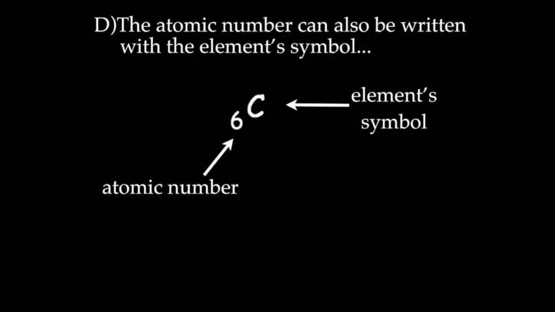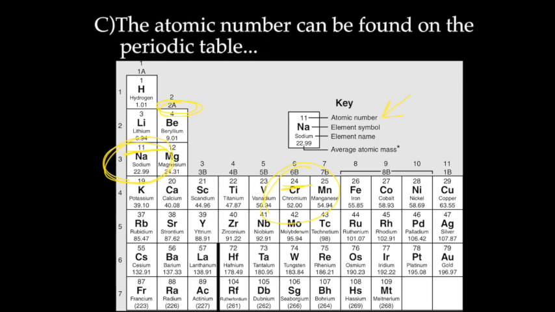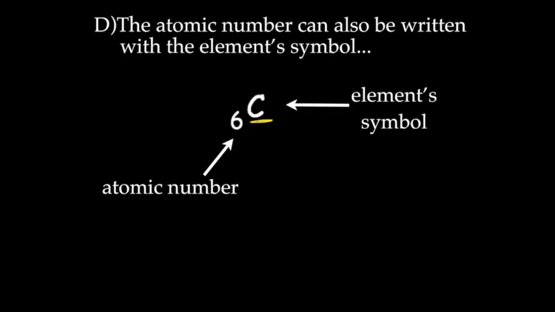The atomic number can also be written with the element symbol. So what you have here is the element symbol, and this one is carbon, and written down below it and to the left is the number 6. The atomic number for carbon is 6.